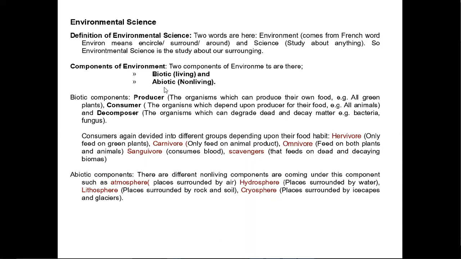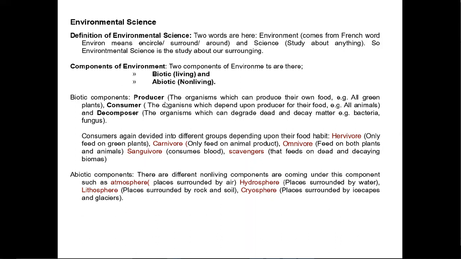You can see here abiotic, biotic. Bios means living. So biotic is the living component. Abiotic: a means absence, bios means living. So absence of living is non-living.